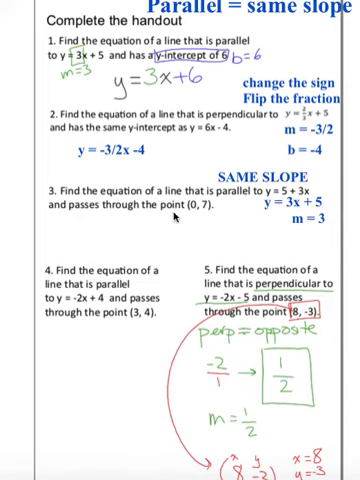And we now have to find it passing through a point 0, 7. So what we're going to do is plug in our point and our slope, because now we need to find what our b is, right? B equals what? Because that's what we need to find for our equation.